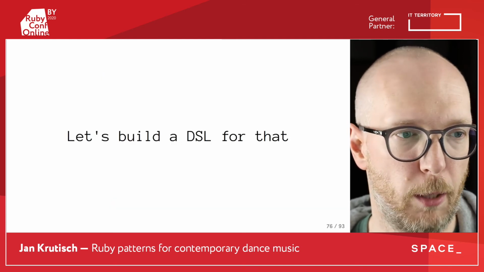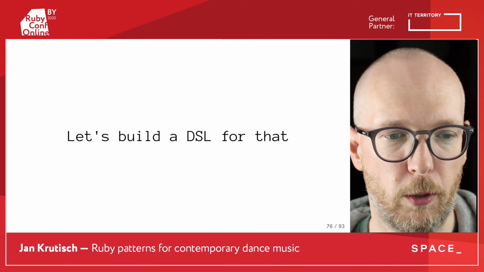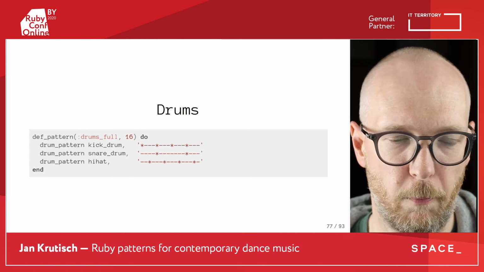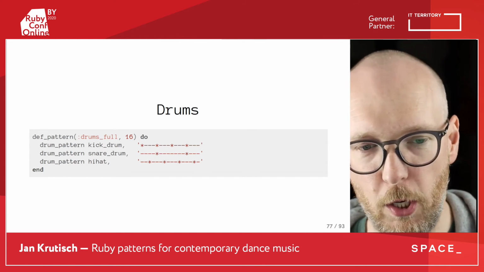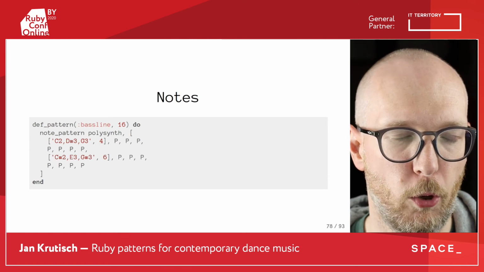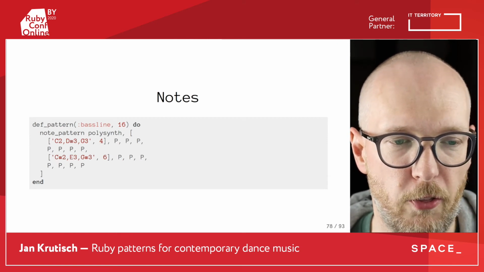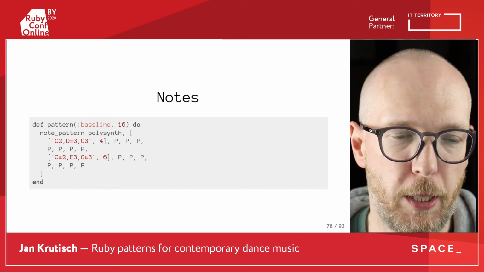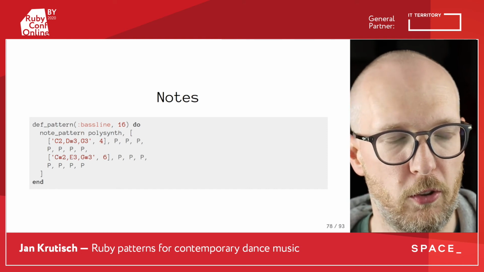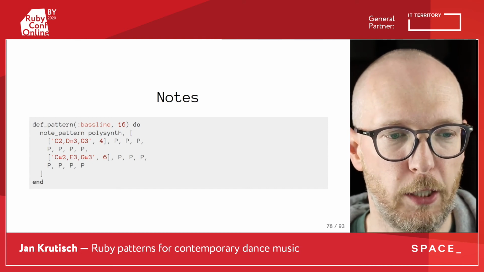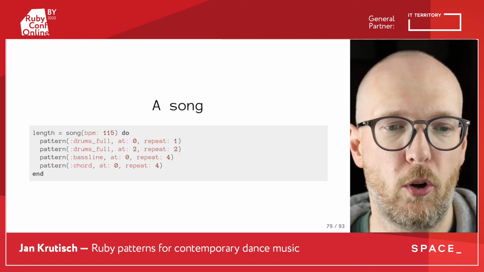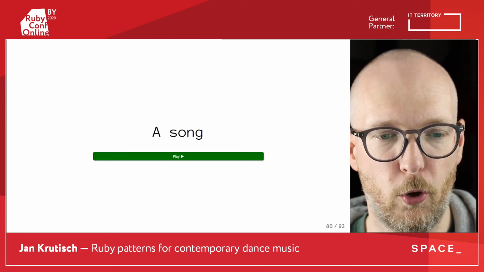So let's build a DSL for that, because we want to do it in software, right? Here's a drum pattern, real quick. The asterisk is an on, a 1, and the dash is a 0. For notes it's a little bit more complicated because I need to state the length of the note as well. The P is just nil, to show that there's a pause, and you can generate a pattern from that as well. You can also give more than one note to play chords. And then we can arrange all of this into a song. So here's a song.